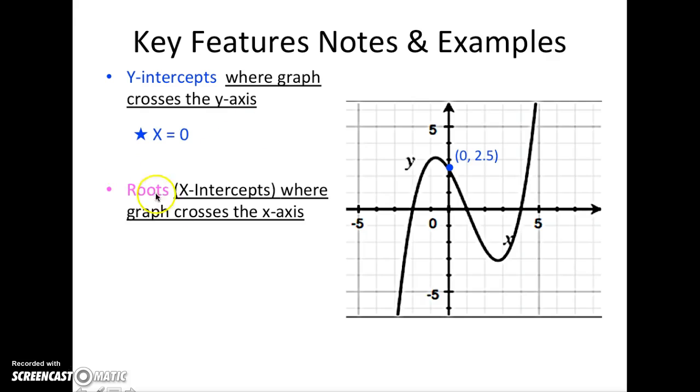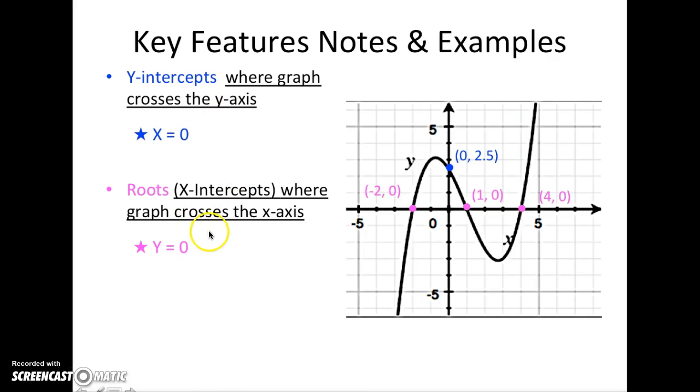The next key feature are roots. Those are the x-intercepts. That's where the graph crosses the x-axis. So if we're looking at this curve here, we can see that there are 1, and then 2, and then 3 roots here. And what's important to note at the roots, or the x-intercept, is that y is equal to 0. Notice how that kind of switches there. So at the x-intercept, y is always equal to 0. At the y-intercept, x is always equal to 0.